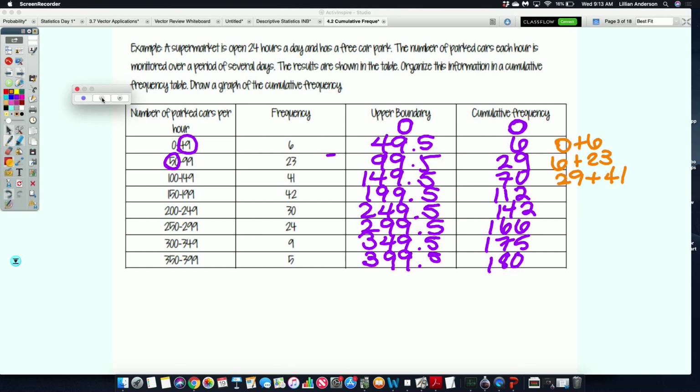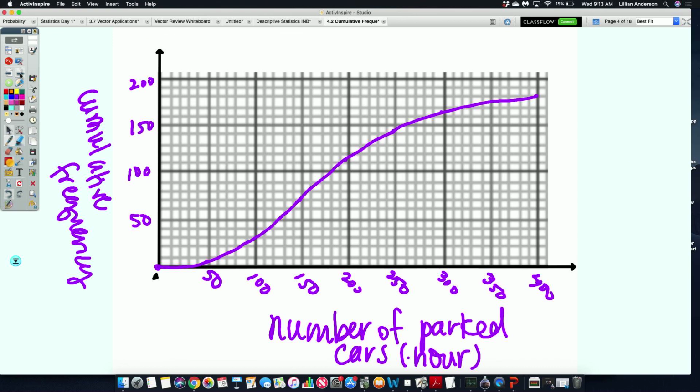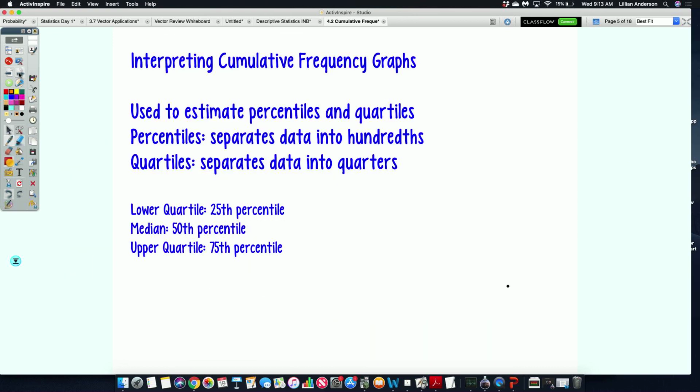So again, this is how you create your cumulative frequency table, and the table is what is used to create your cumulative frequency curve. That cumulative frequency table comes from your normal frequency table, which was given to you. Everyone catching my drift? Yes. Okay. All right.